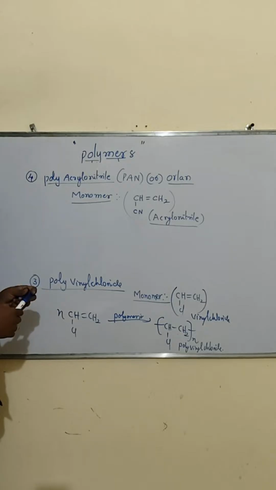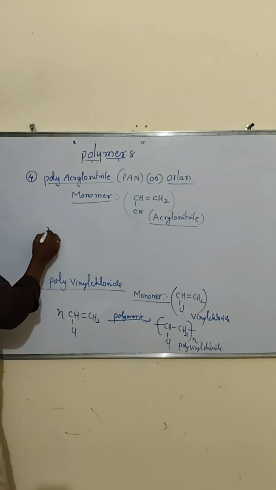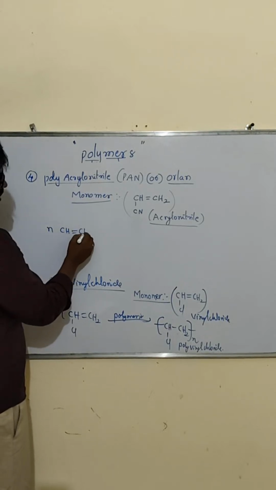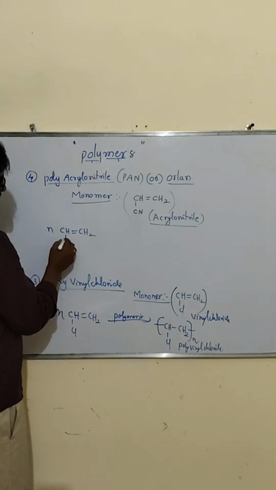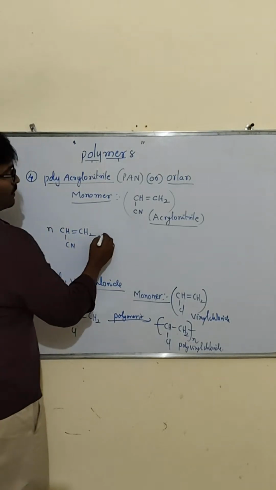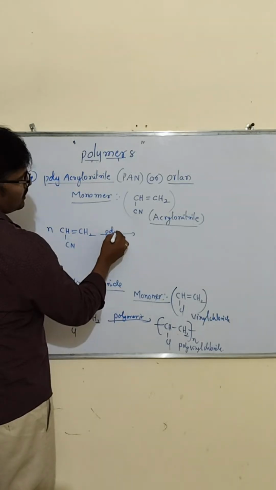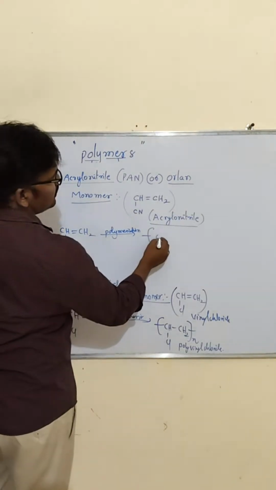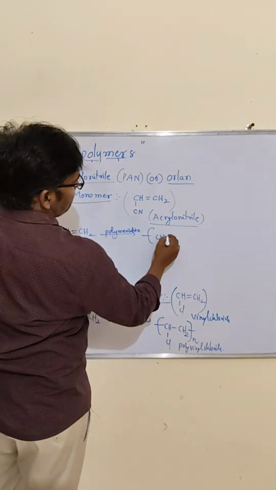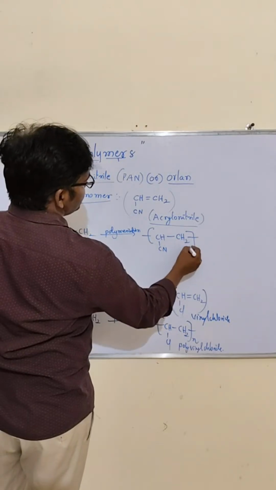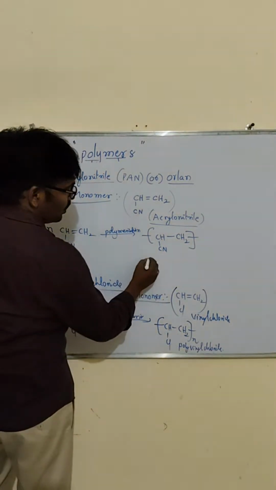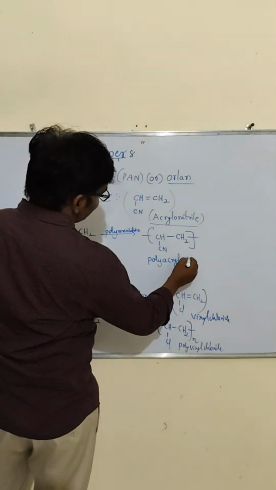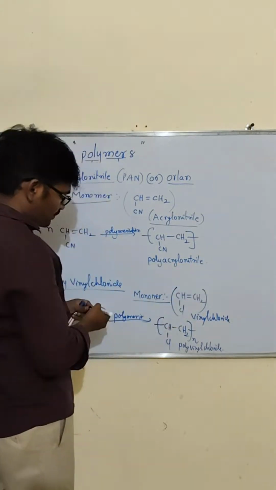When n number of monomers are attached with one another, for example CH2=CH-CN, polymerization takes place. Then -CH2-CHCN- repeating units are formed like this. So this is polyacrylonitrile.